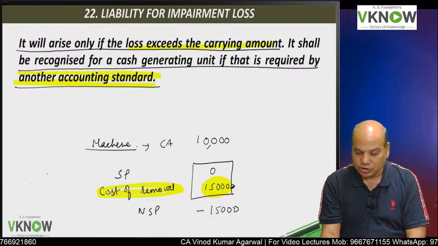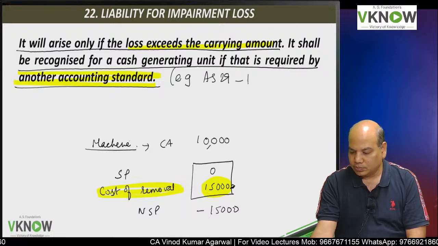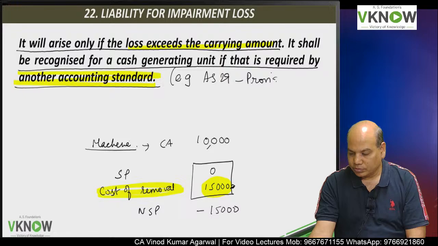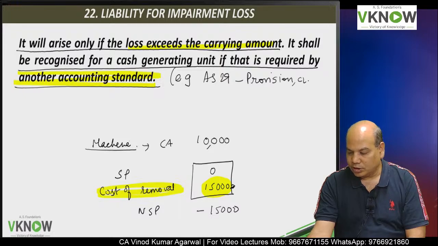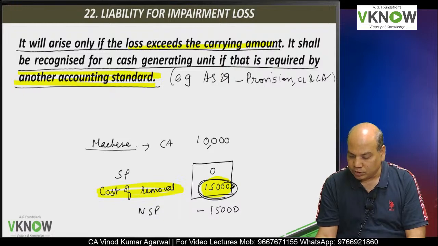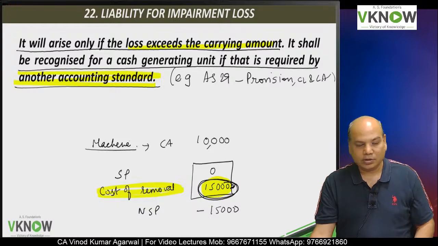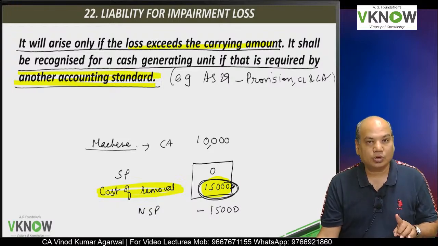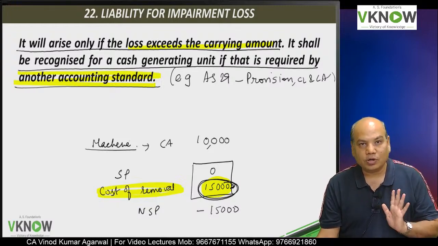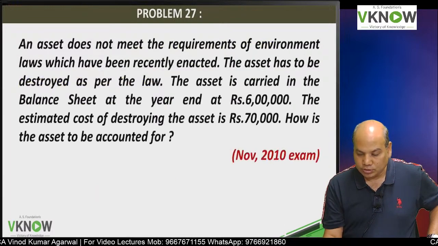For example, which standard? AS 29, provisions, contingent liability and contingent asset. So if there is a present obligation to remove or dismantle that asset, then the entity might have to make a provision for dismantling cost or removal cost.